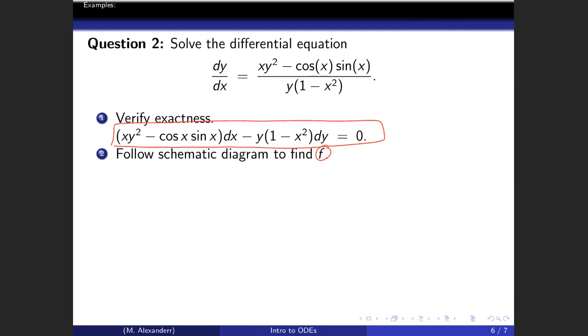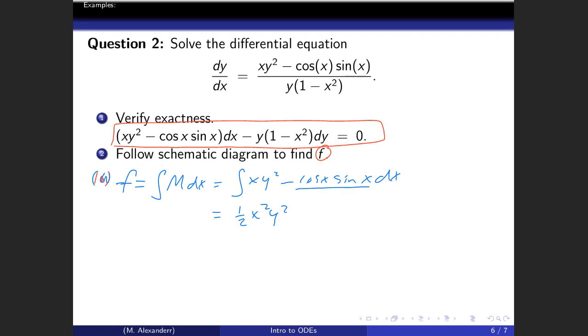And so what is step A? So step A, and let me write this in blue just to change the colors. Step A says that your formula for the f function is simply to integrate the M function with respect to the x variable. And so this is going to be xy squared minus cosine x sine x dx. So now how do you integrate this guy? Okay, so this is going to be 1/2 x squared y squared. And for the second term, you have to use a u substitution or change of variables, if you want to call that. And you'll end up with the following.